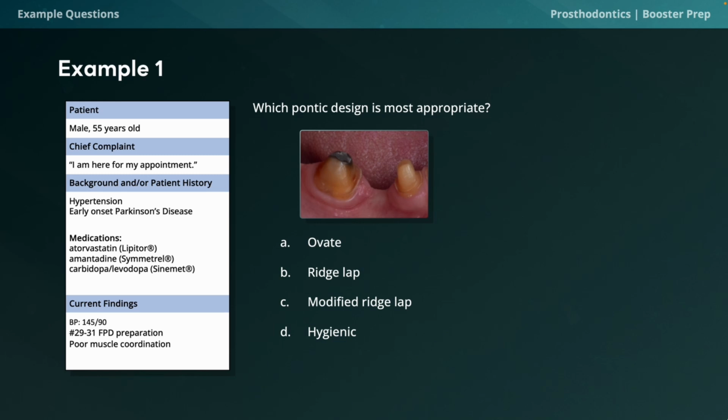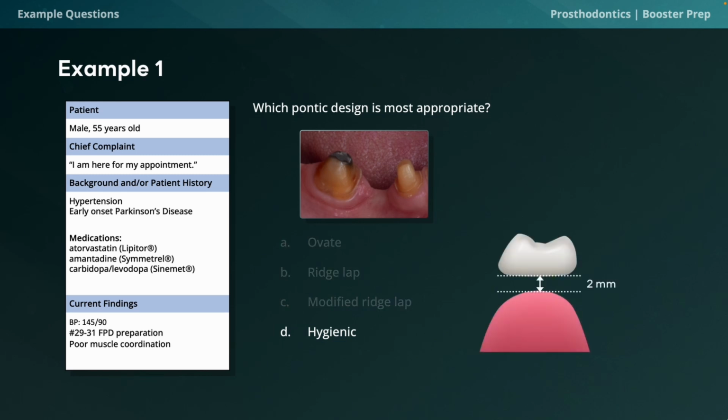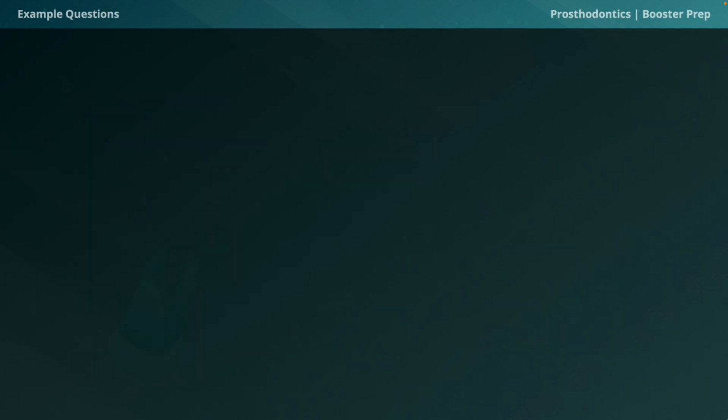Pause the video if you need some time, but the answer is D, a hygienic Pontic. The key to getting this one right lies in the fact that the patient has poor muscle coordination, meaning they're probably not going to be the best with their at-home dental hygiene. And since this isn't an aesthetic area by any means, a hygienic Pontic design would be the best option. Ovate Pontics are highly aesthetic but tough to maintain, ridge lap should never be used, and modified ridge lap gives you a great balance between aesthetics and cleansability.